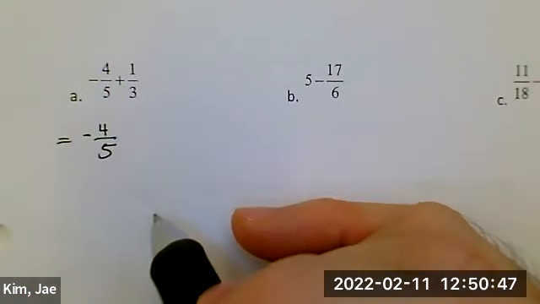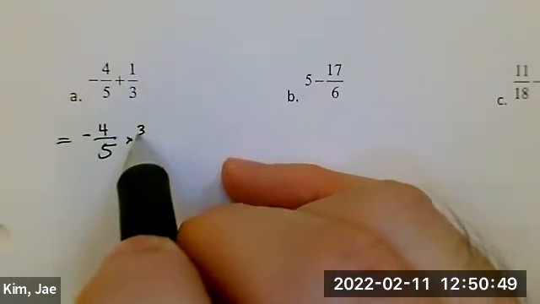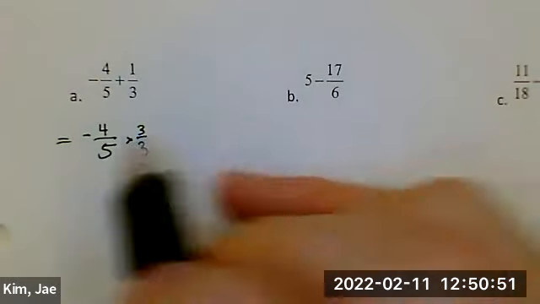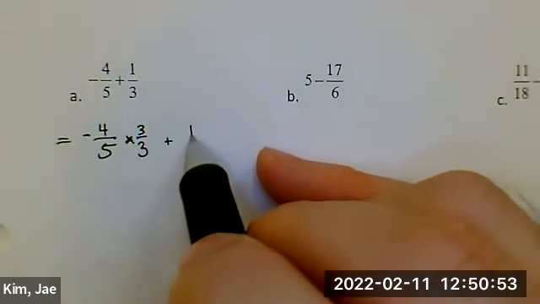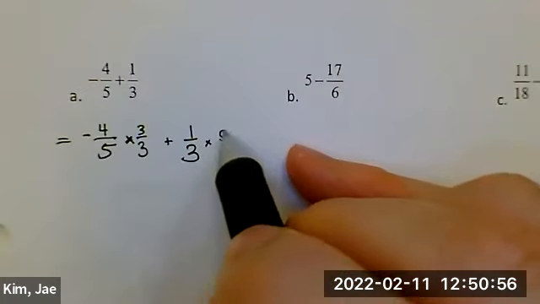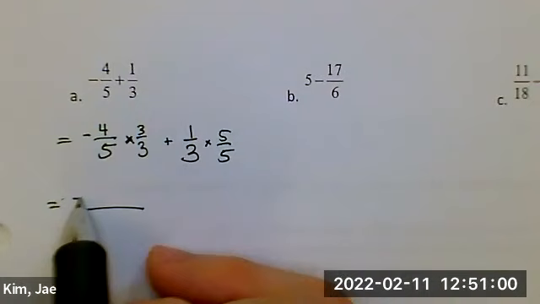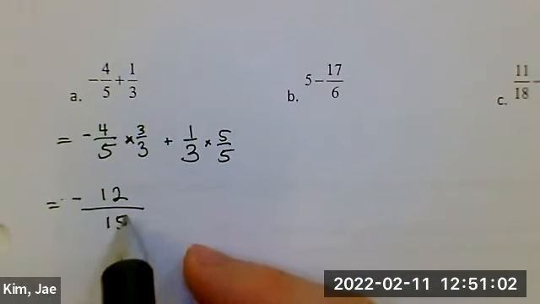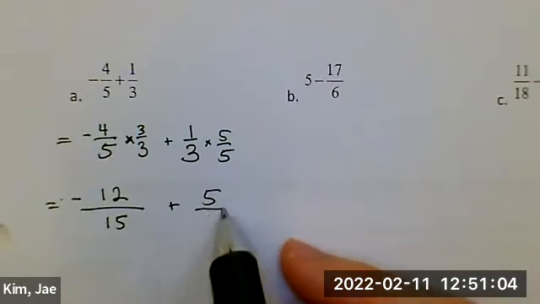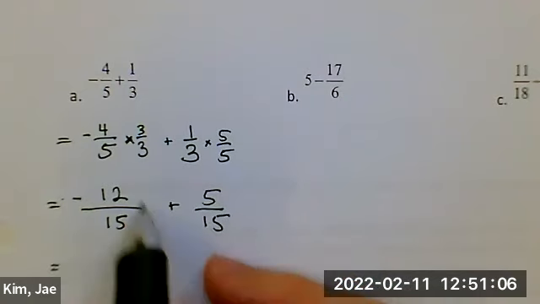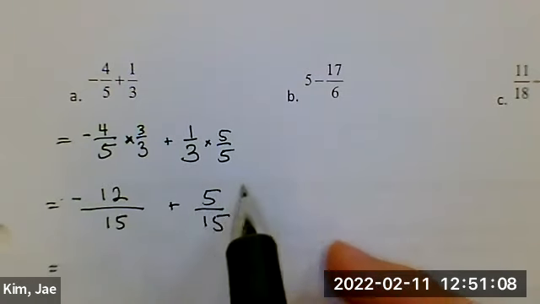-4/5, I need the denominator to be 15. And so I'm going to multiply it by a 1. Plus 1/3, I'm going to multiply it by a 1. Leaving us with a -12/15 and a +5/15. Well, a -12 positive.